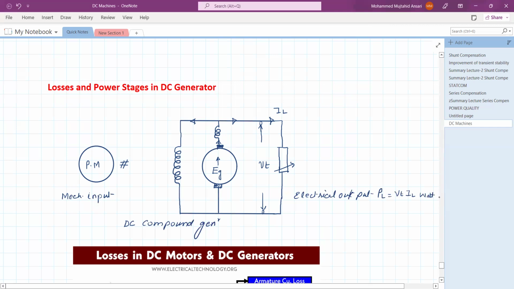Whereas mechanical input, if it is going to run by a diesel engine, is a BHP, or whatever it may be, the mechanical energy. So again, it is in the watt or British horsepower.